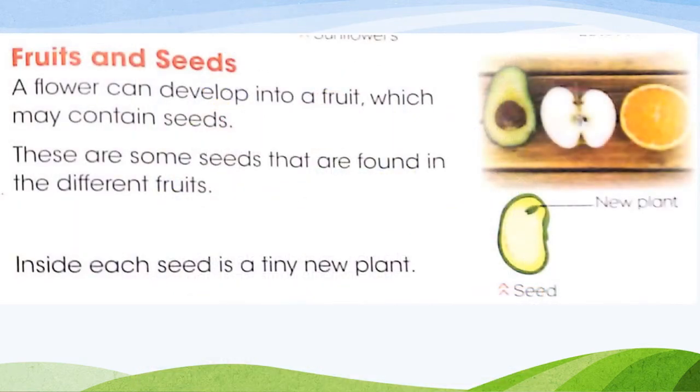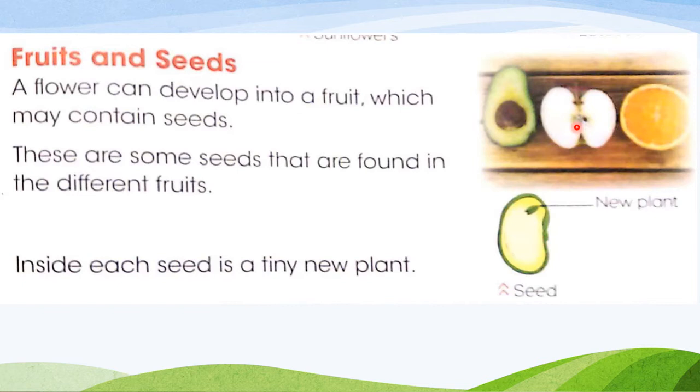Now let's know about fruits and seeds. Here are some fruits in front of you: papaya, apple, orange. All fruits have seeds inside them. Some seeds are very small in size, and some seeds are large in size, just like mango.